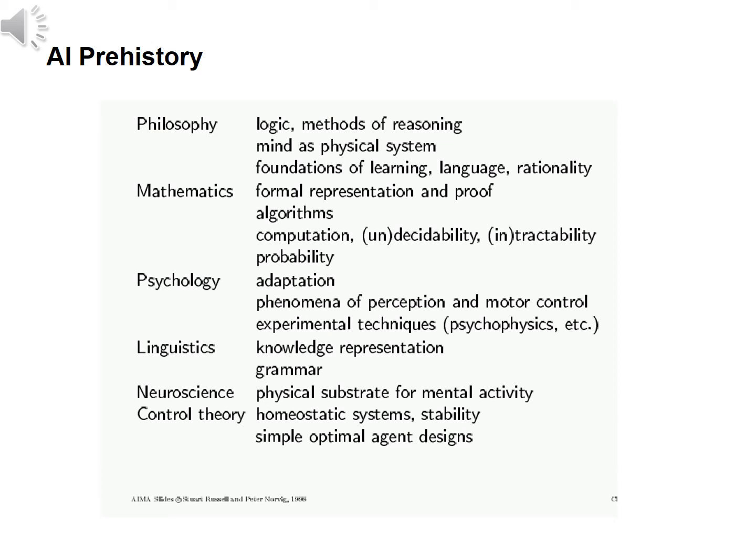We can divide the artificial intelligence past into AI prehistory and AI history. AI history basically starts in the 20th century, and the term AI was used for the first time at a conference in 1956. But in the AI prehistory, we can see that the roots are from ancient Greece and philosophy, ancient Greek philosophers, mathematics, psychology, linguistics, neuroscience, and control theory. So all these different branches of science have their part in AI.